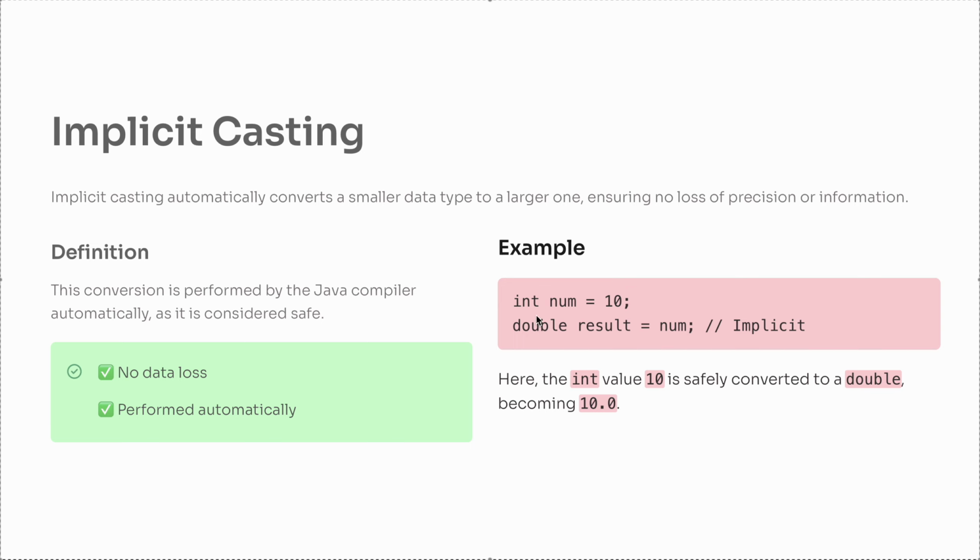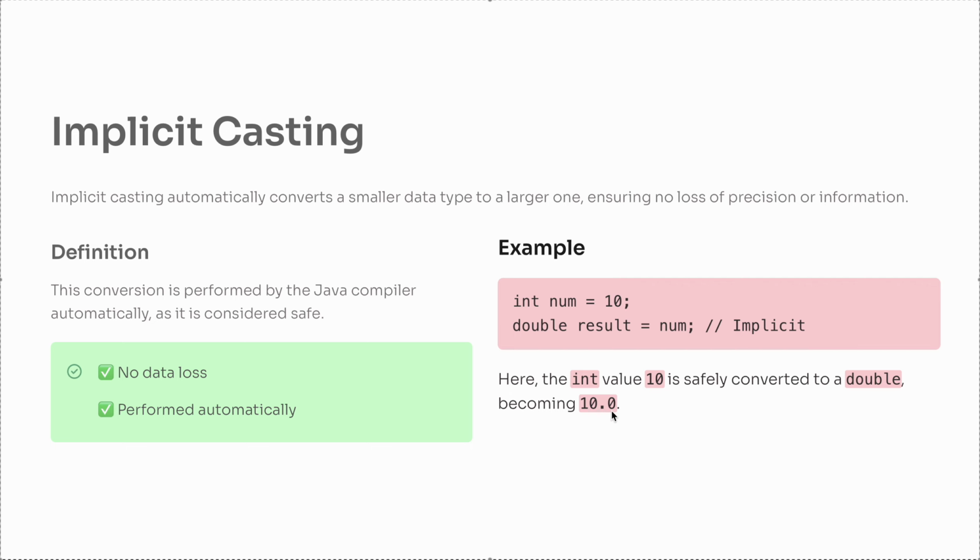So when you want to convert this into double, we just make a variable of double and assign number 1 directly to it. It automatically converts the int value 10 to a double, a larger data type, implicitly. We don't need to do anything at all. It is converted automatically by the compiler, which is why it is called implicit conversion. Here the int value of 10 is safely converted to double, and the result will become 10.0, of data type double.